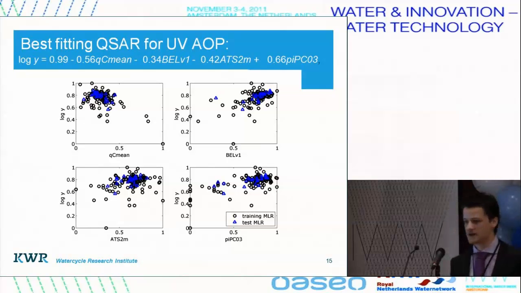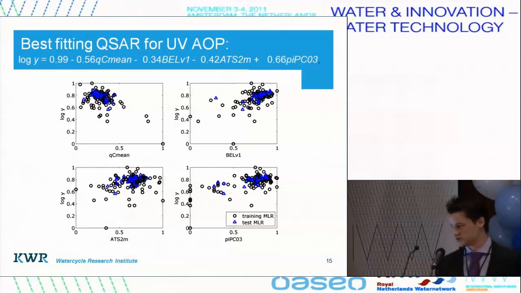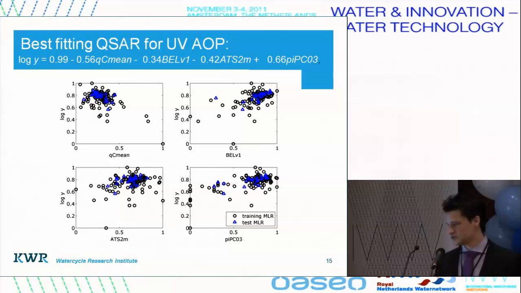So here you see, for the first model, the different descriptors against the logarithm of the hydroxyl radical rate constant, and they're all scaled between 0 and 1. There you can see some relations between them. I should mention that the black dots are the training set, and the blue triangles are the test set. You see some relation that it goes down and here it goes a little up, but it's not that easy to see. But if you combine that together, you get quite a nice relation.